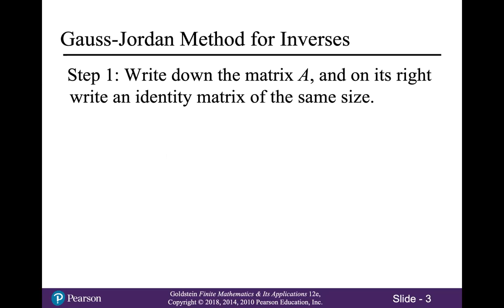To find the inverse of a matrix, especially when the matrix is not 2 by 2, because remember in the last section, we sort of developed a formula for the inverse of a 2 by 2 matrix. So this will work for a 2 by 2, but it will also work for a matrix of any other size. Write down the matrix A, and on its right, write an identity matrix of the same size.